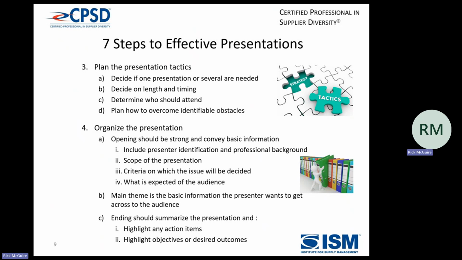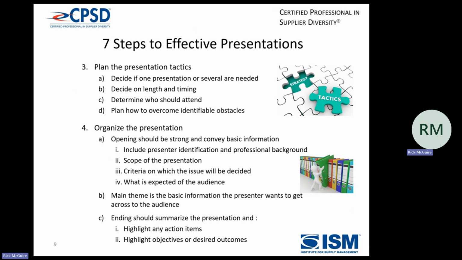Organize the presentation. The opening should be strong and convey basic information. Include presenter ID and professional background, especially if they don't know you that well. Scope of the presentation: what are you going to cover? Criteria on which the issue will be decided, and what is expected of the audience.